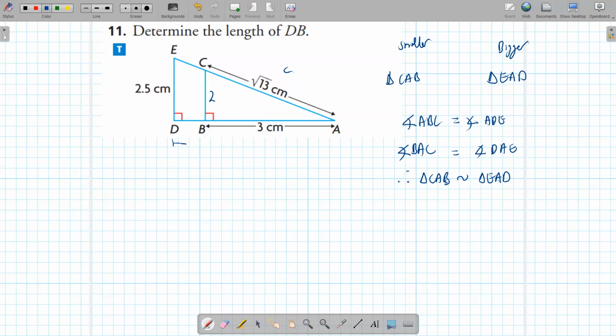Now this will help us find the scale factor. Which two sides do we compare? CB and ED. Right, so what's the scale factor?